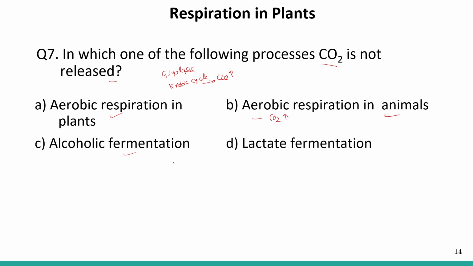Alcoholic fermentation. What happens during alcoholic fermentation? Pyruvate, which is produced at the end of glycolysis, is a 3-carbon compound. It is first converted into acetaldehyde, a 2-carbon compound, so carbon dioxide is released here. Acetaldehyde is finally converted into ethanol, again a 2-carbon compound. So here carbon dioxide is released.